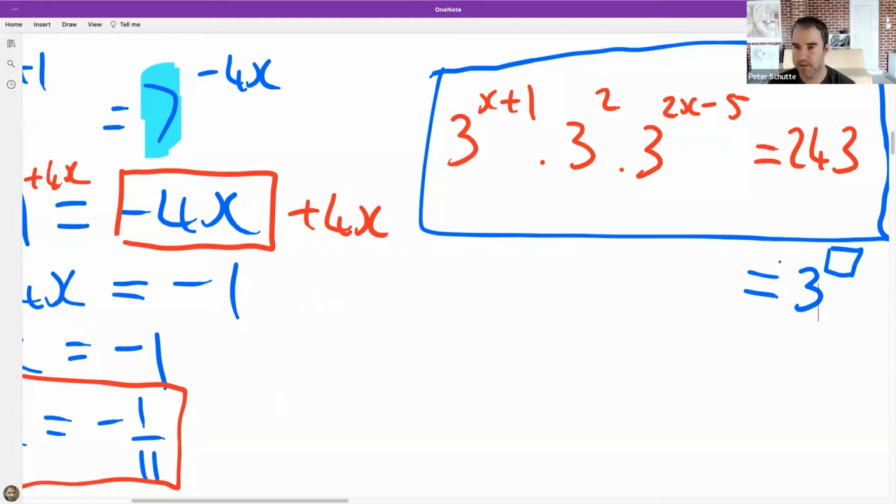So I see some answers coming through. Let me see if I can do this. 3 times 3 is 9. Then you get 27, 81, which is 4, and it's 5. So this is 3 to the power of 5.